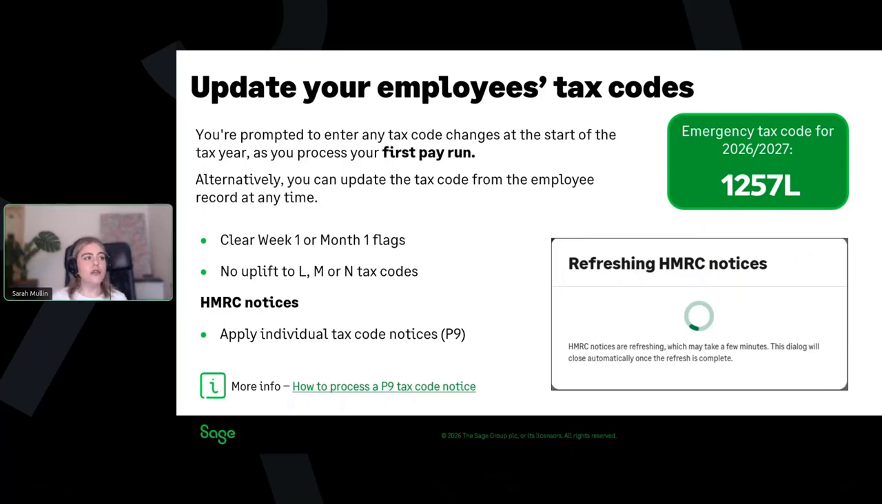Next up is updating your employees' tax codes. So you will be prompted to remove any week 1, month 1 flags on your first pay run. But you can also update the tax code from your HMRC notices as well if you've got that set up. So that will apply any individual tax code notices like your P9s that you might receive. And of course, the emergency tax code this year does remain frozen at 1257L.